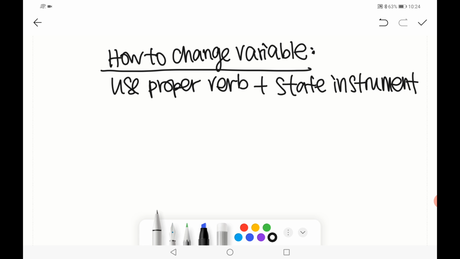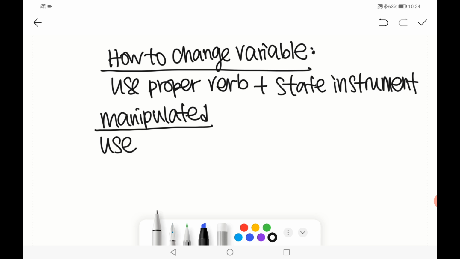What do I mean? So I'll give you a general tip. When you come to the manipulated variable, you can start the sentence with the word "use". Use something. So that is one of the words we can use. I'll show you how to do it later.